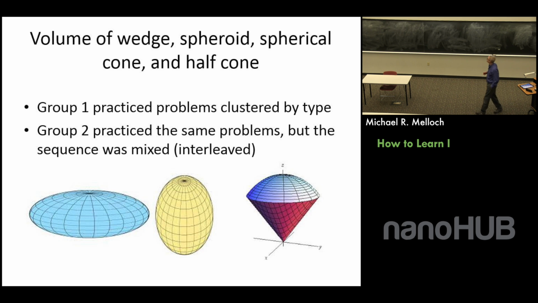Okay, so here's another one where they were teaching these students how to find volumes of three-dimensional objects, like wedges, spheroids, half cones, and so forth. So group one practiced the problems clustered by type. They first did all the spheroid problems, then all the wedge problems, and so forth. The second group practiced them intermixed. So they might be given a wedge problem, 2 half cones, a spherical cone, and 2 spheroids, and so forth. They all practiced the same problems, just one was all blocked, one was interleaved.